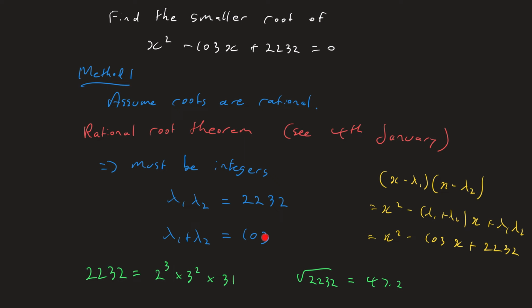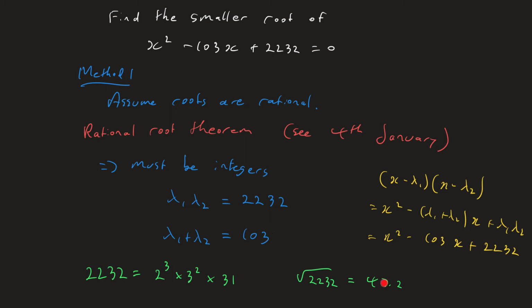And moreover, we get a second equation that lambda 1 plus lambda 2 has to equal 103. So we're looking for two integers whose product is 2232 and whose sum is 103. For this particular case, because this number is relatively small compared to this number, I take the square root of this number here. The square root is approximately 47.2.